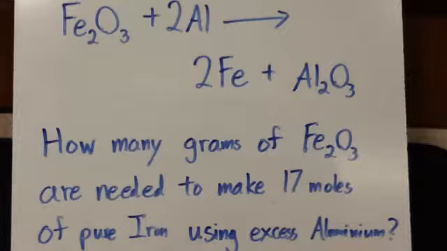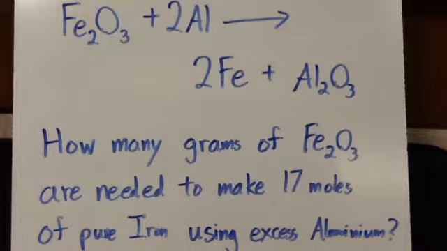In this question, no matter how much iron we want to make or no matter how much iron(III) oxide we're going to start with, there's always enough aluminum to react because it's in excess. Anytime you see an excess amount of any reactant in a question, that means there's more than enough of it, so don't worry about it for the remainder of the question. We're just going to stop worrying about aluminum.